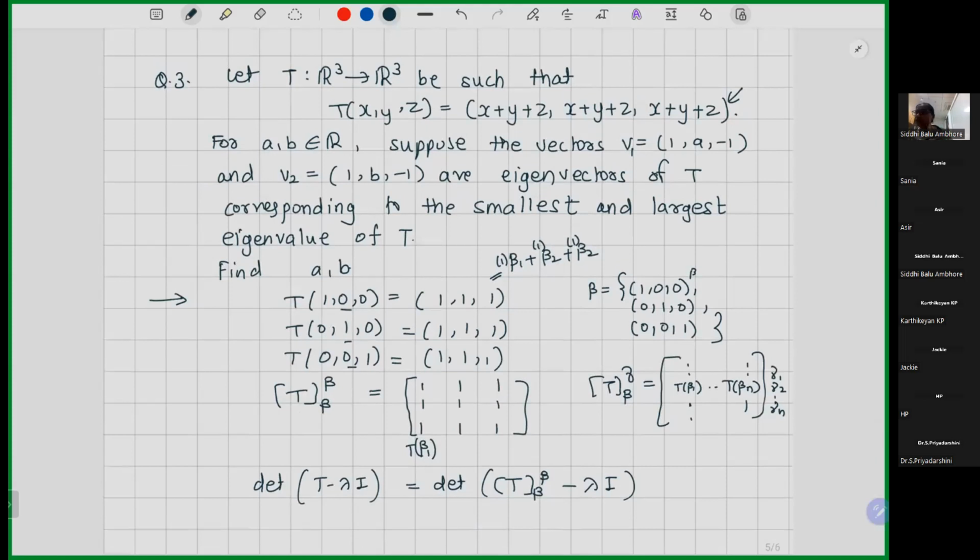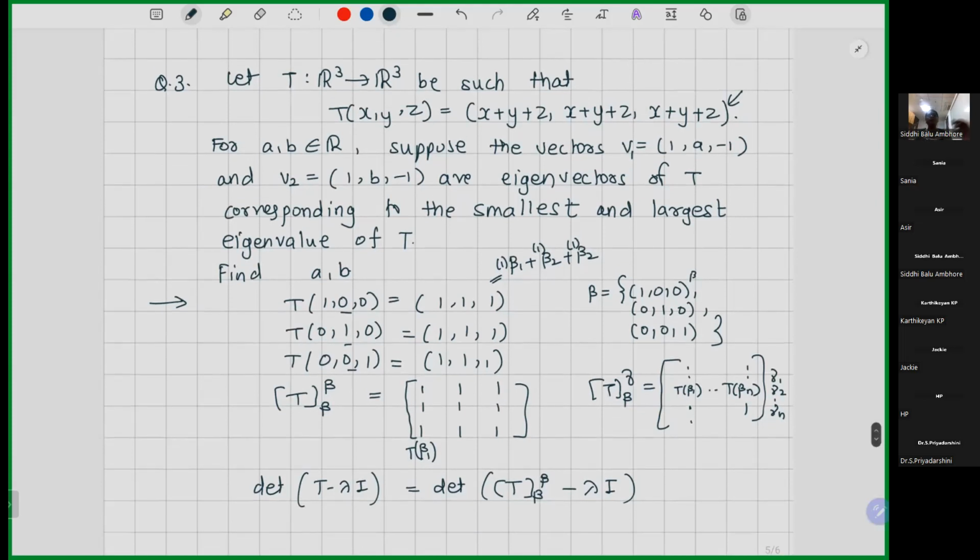Ma'am, can we always take the standard basis to find the smallest and largest eigenvalues? Yes, we can. If eigenvalues correspond to the linear transformation, it doesn't matter which basis you take, the eigenvalues will always be the same. They won't change if we change the basis. So you can always use the standard basis to calculate the eigenvalues.